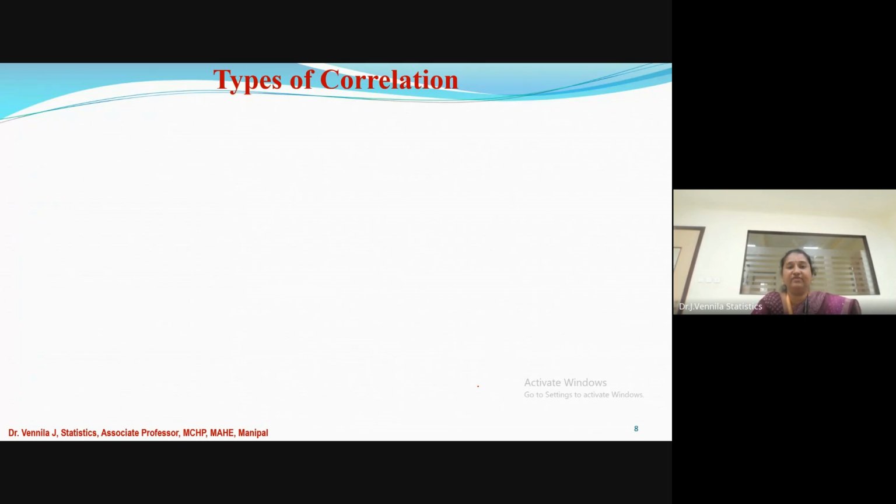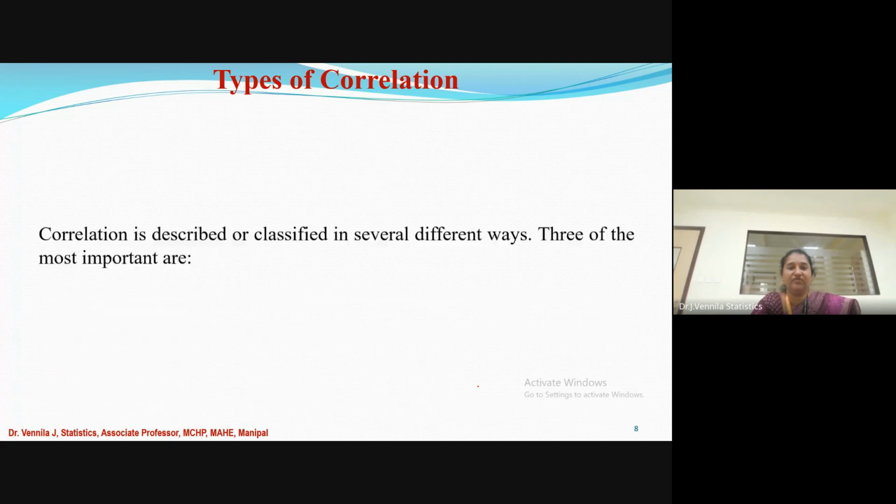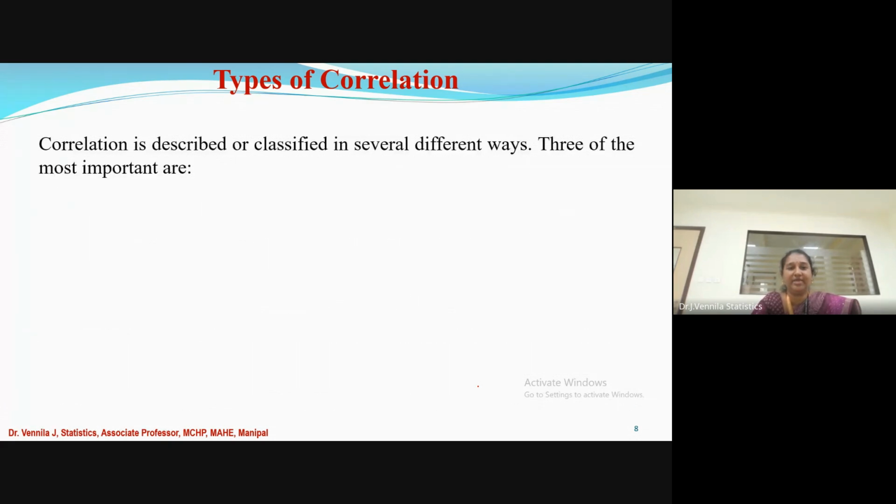The next heading we are going to study is the types of correlation. What are the types of correlation? Mainly we are going to study three types of correlation. One is positive correlation and another one is negative correlation.